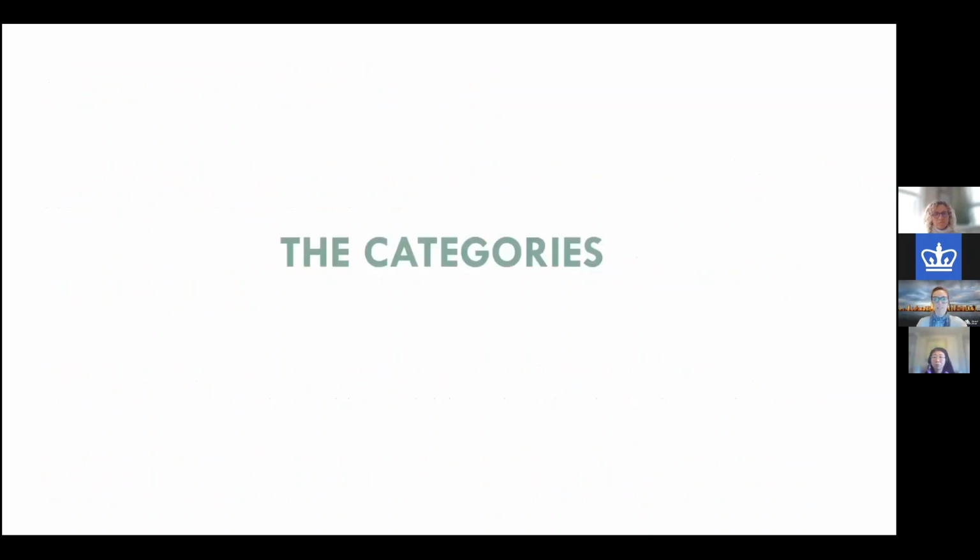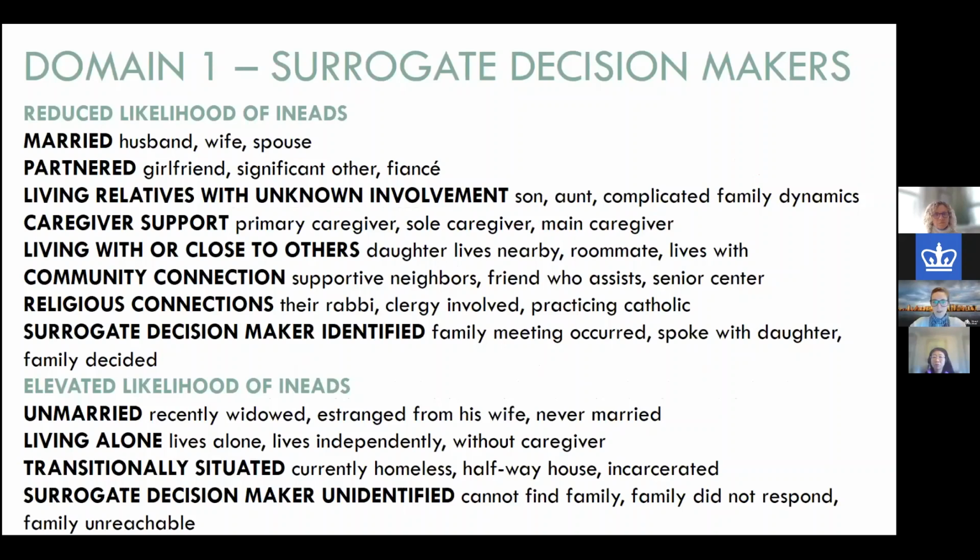Okay, so here are the long promised categories. For our first domain, which is surrogate decision makers, and this was our largest number of categories, we identified a number of different categories that would indicate reduced likelihood of being in need. So this is being married, being partnered, having living relatives, and we specify here unknown involvement. So maybe a son or a daughter is mentioned in a note, but we don't know whether that person is involved or in the country or how much they can be involved in decision making, but we know that the patient has someone.